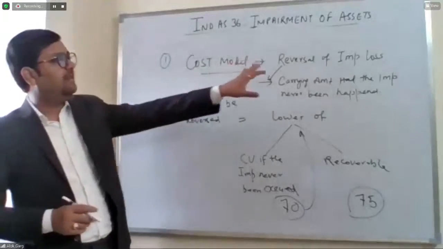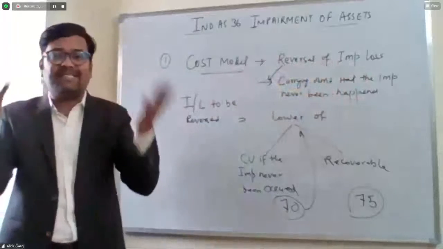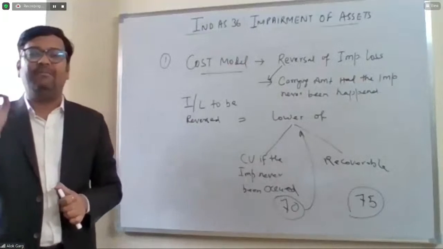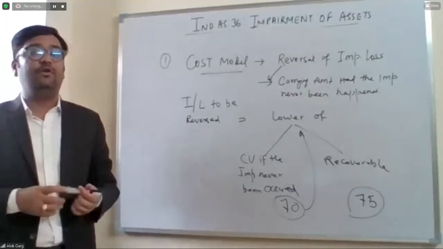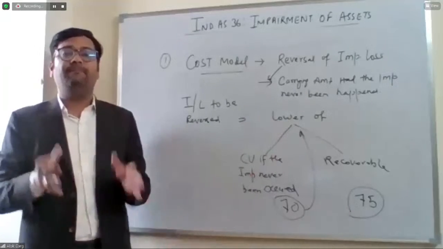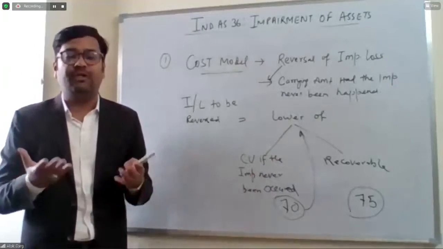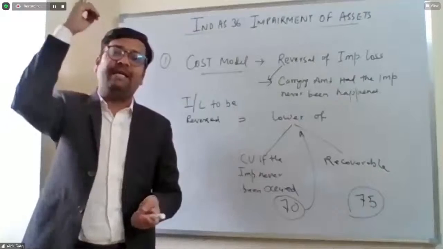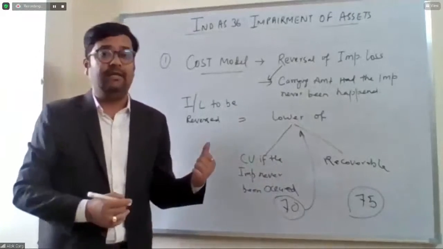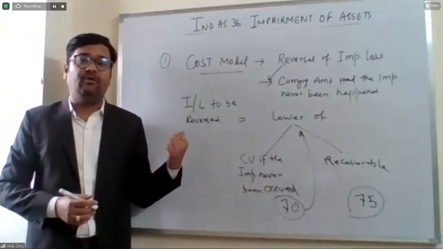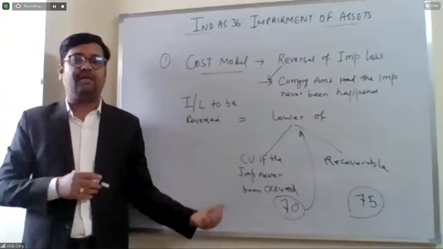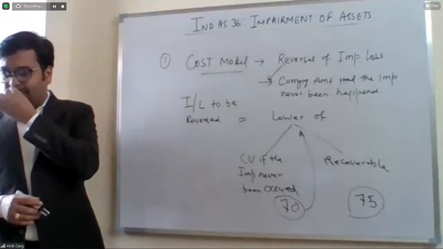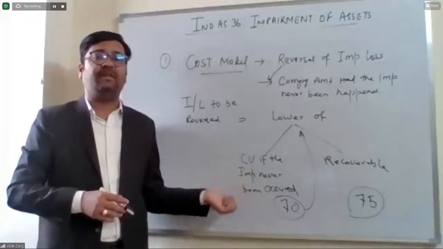So if there is a reversal of impairment loss, to what extent can impairment loss be reversed? Impairment loss can be reversed to the extent of the lower of. Lower of what? First of all, you have to calculate the carrying value as on date if the impairment had never occurred. Like in my example, we calculated the carrying value, which was 100 minus 30, which comes to 70. Is it okay, Costa? First of all, it was 100 minus 30, which is 70.